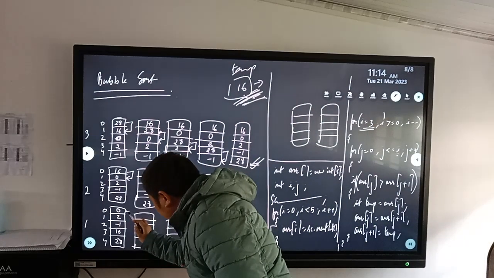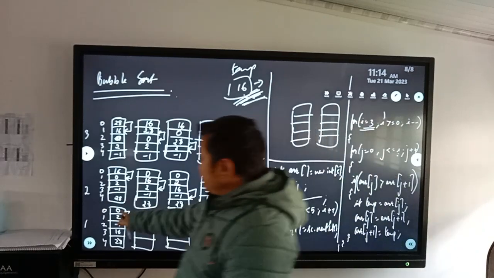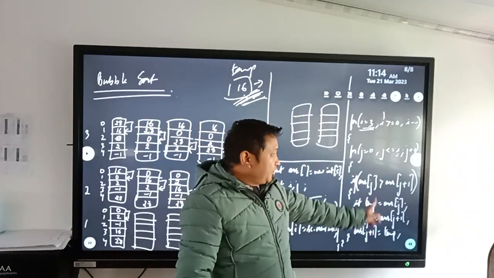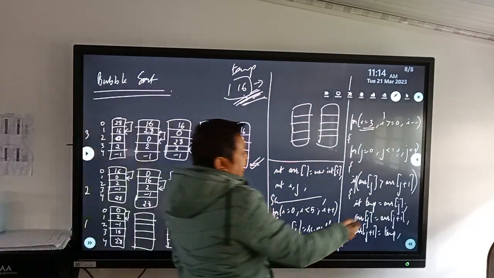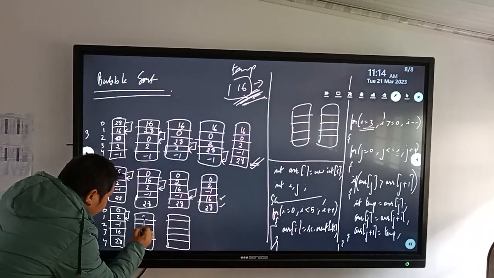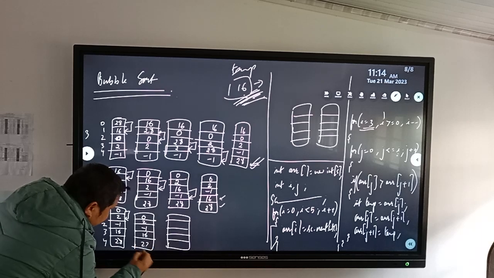These two values are checked now. 0 greater than 2? No. 0 is not greater than 2, which means the condition is not satisfied here. Interchange will not take place. So the value of j increases and j becomes 1. 1 less than or equal to 1? Yes. When the value is not changed, it remains the same.